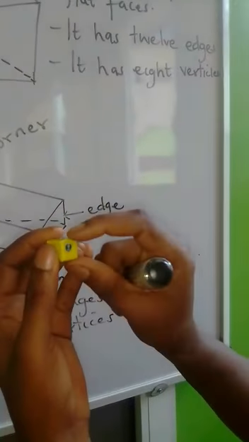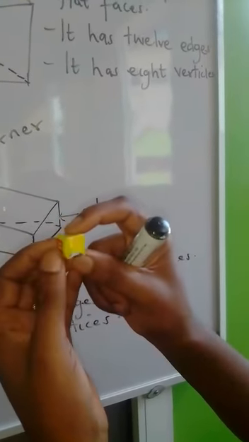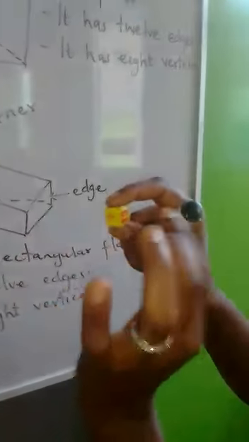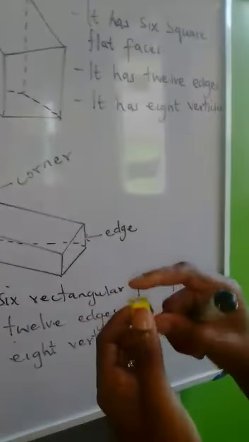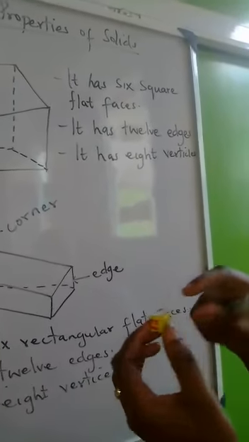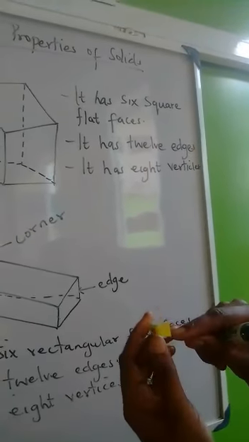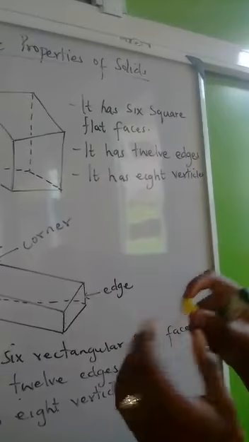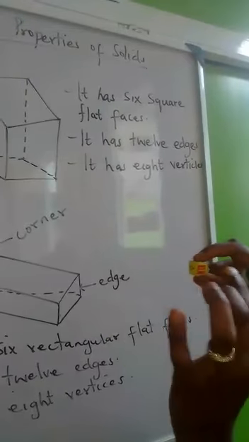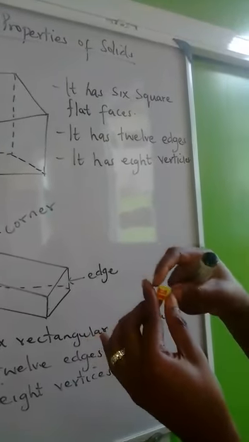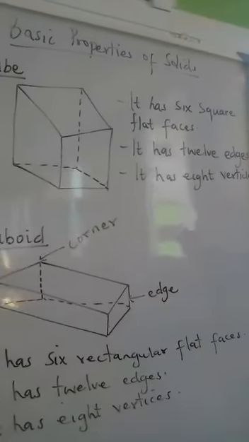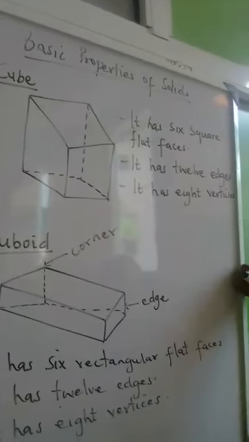Look at this. This is a square face. Look at this one. It's also a square face. Look at this. This is also a square face. So it has 6 square faces. That's one property of a cube. And you know that in a square, all the sides are equal. And when a cube has 6 flat faces, that means all the sides of a cube are equal.